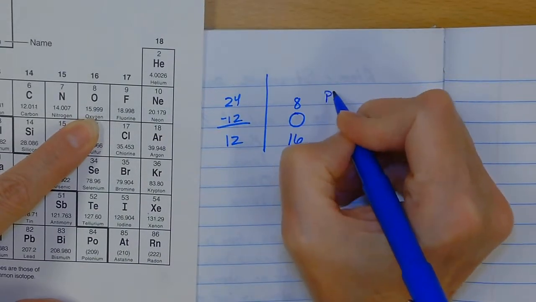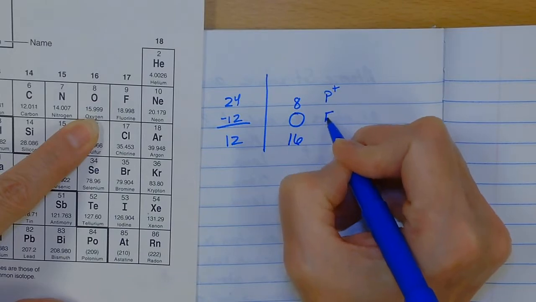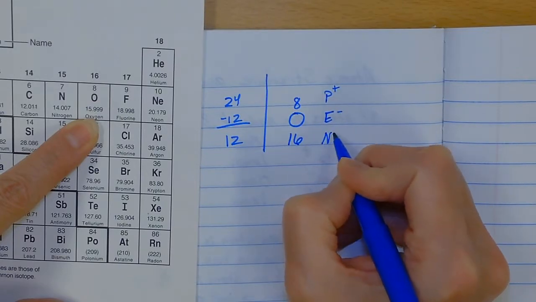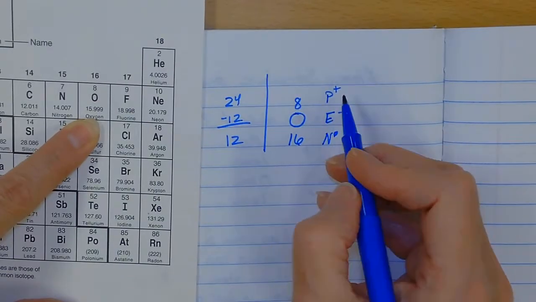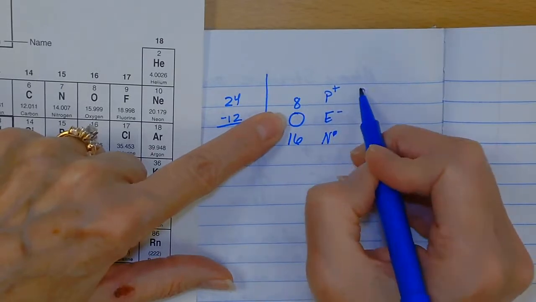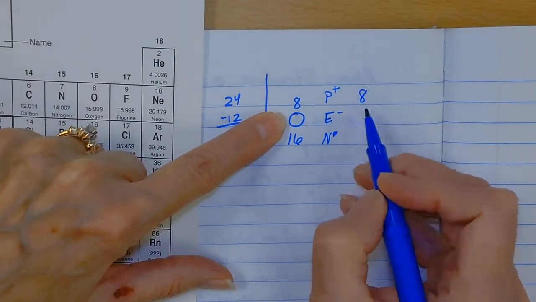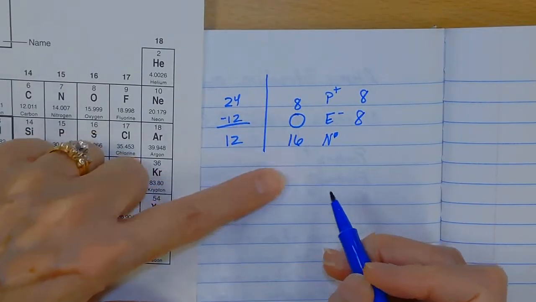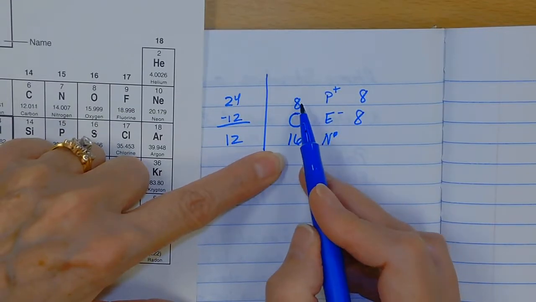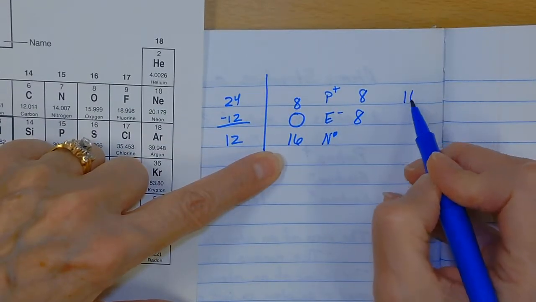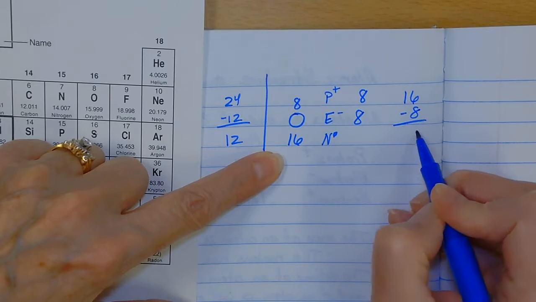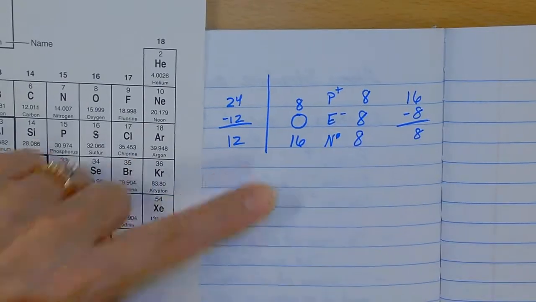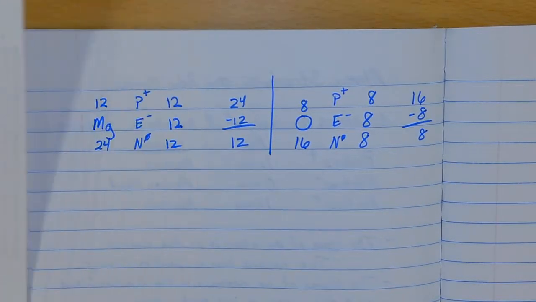So I have protons, electrons, and my neutrons. So atomic number, number of protons. If I have 8 positive charges, I have 8 negative charges. I take my mass, subtract off my number. So 16 minus 8 equals 8. So I have 8 neutrons.